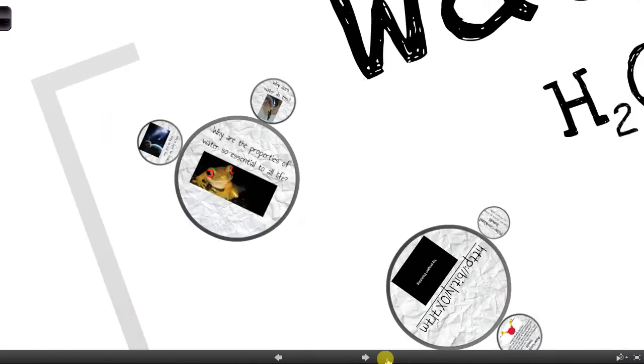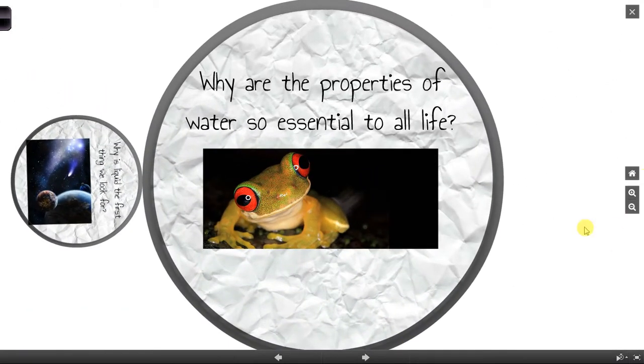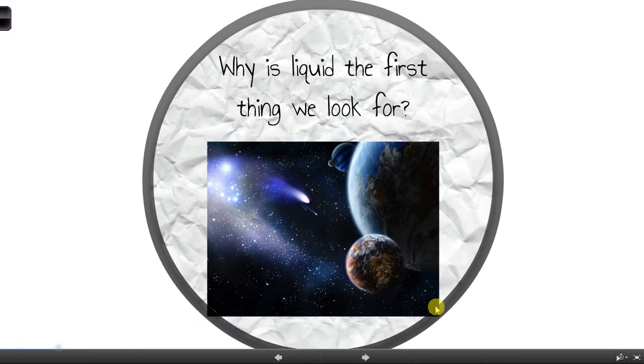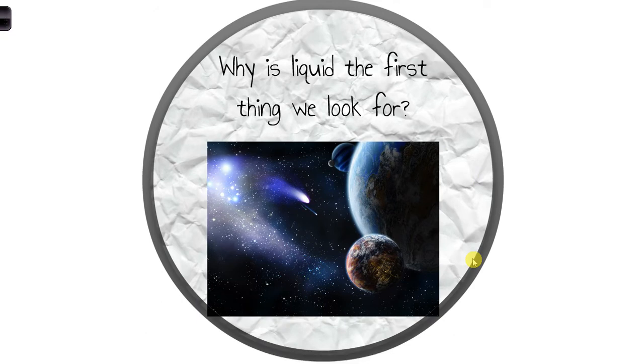Alright, so let's start with this question. Why are the properties of water so essential to life? And in fact, we can ask this question a couple of different ways too. Why is liquid water the first thing we look for? What I mean by this is when scientists consider the possibility of life on other planets, the first thing they look for is signs of liquid water.